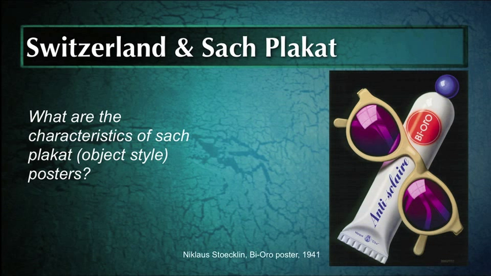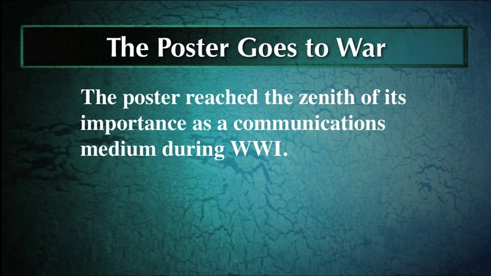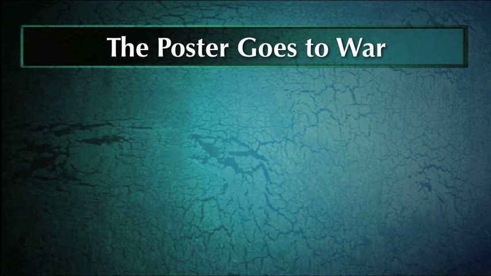The poster reached the zenith of its importance as a communications medium during World War I. Governments turned to the poster as a way to spread propaganda and persuade. This was the first large-scale conflict fought with technology, and the funds and conservation drives had to be supported by the general public. Printing technologies were advancing quickly, but radio and other means of mass communication had not yet caught up. We're going to be looking at both the Allied and the Central Powers posters.